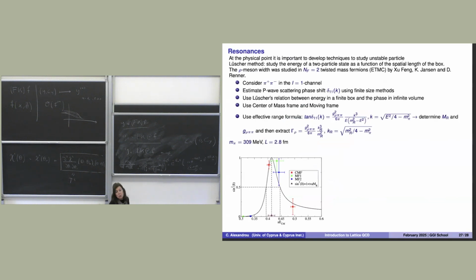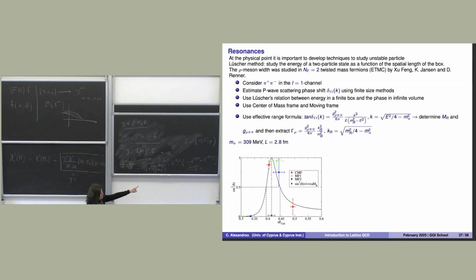How do we do resonances? I'm not going to go into it. We have techniques to do resonances. So what you do is you compute the energy as a function of the length of the box, and you turn this into a phase shift. This is using the Lüscher formalism. I'm not going to explain, but there are techniques to do it. There are difficult calculations, but it can be done.